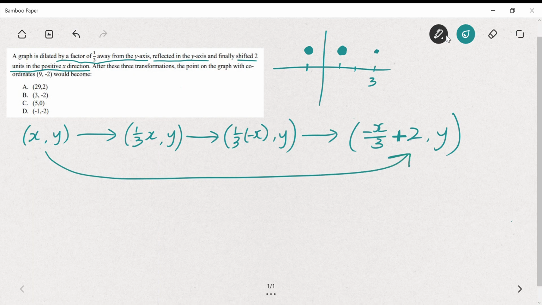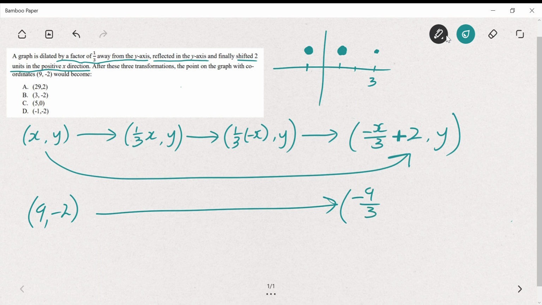We don't need to go any further with primes because we're not trying to work out functions or anything. We just ask what happens if x is 9 and y is minus 2. What happens to the point (9, -2)? Well, that follows this. It becomes minus 9 on 3 plus 2, and minus 2. So minus 9 on 3 is negative 3, plus 2 is negative 1. So the point ends up being at (-1, -2), which is part D there, the correct answer.